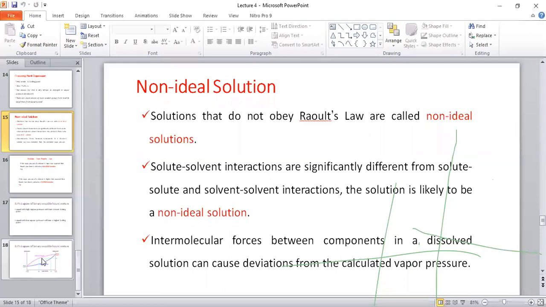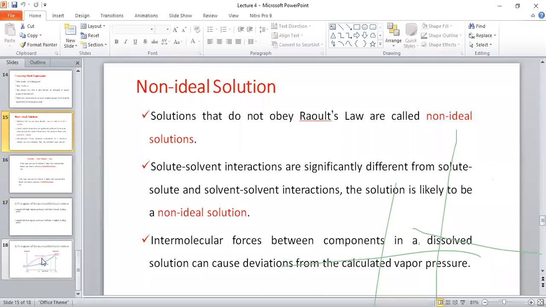Solute-solvent interactions are significantly different from solute-solute and solvent-solvent interactions. That is in the case of a non-ideal solution. You know, of course, in an ideal solution, the solute-solvent interactions are the same as the solvent-solvent interactions. So everything remains the same. No change, no heat change, no change in enthalpy. The enthalpy change is 0. Those are in ideal. Non-ideal is not so.